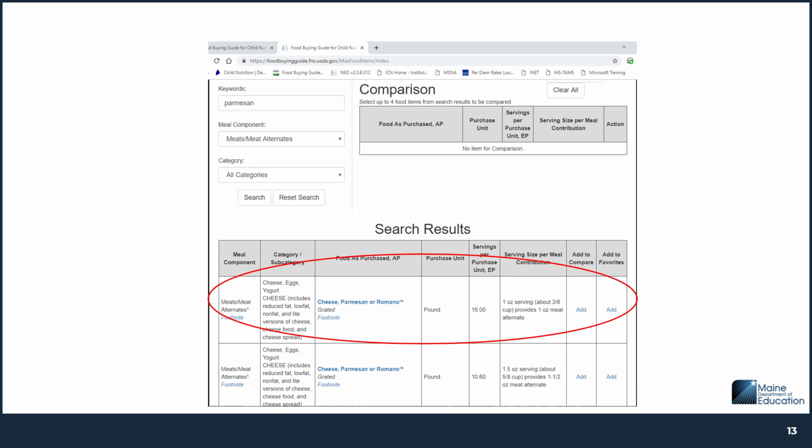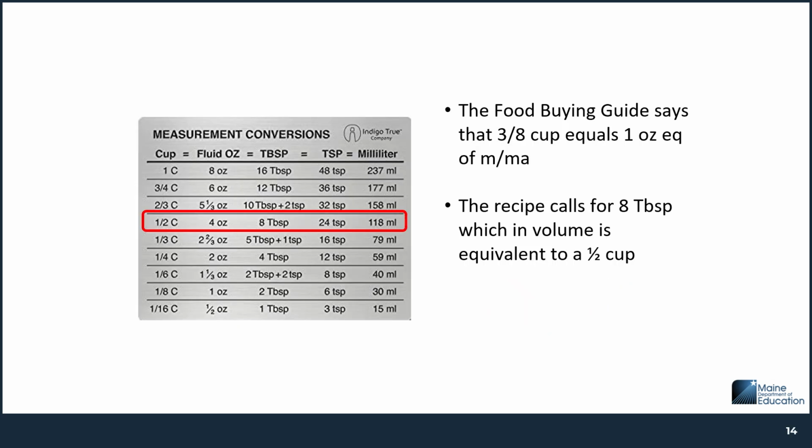The second item that we identified on our recipe was the cheese. According to the food buying guide, a 1 ounce serving, or about 3/8 of a cup, will provide you with a 1 ounce meat alternate. Now, if you remember, our recipe had tablespoons listed. So now we're going to look at converting. The food buying guide told us that 3/8 of a cup equals a 1 ounce equivalent of meat alternate. The recipe calls for 8 tablespoons, which in volume is equivalent to a half a cup.